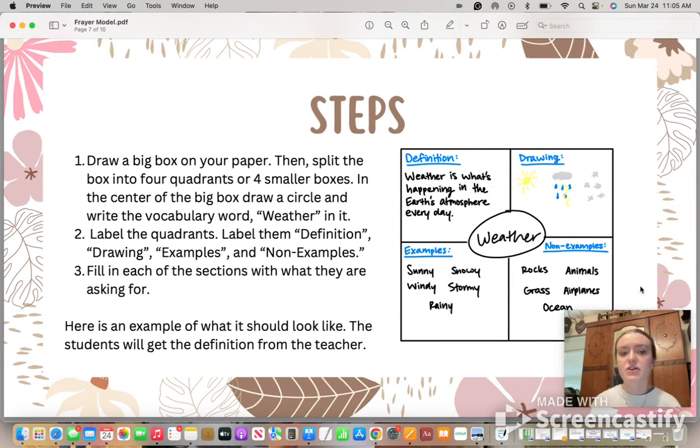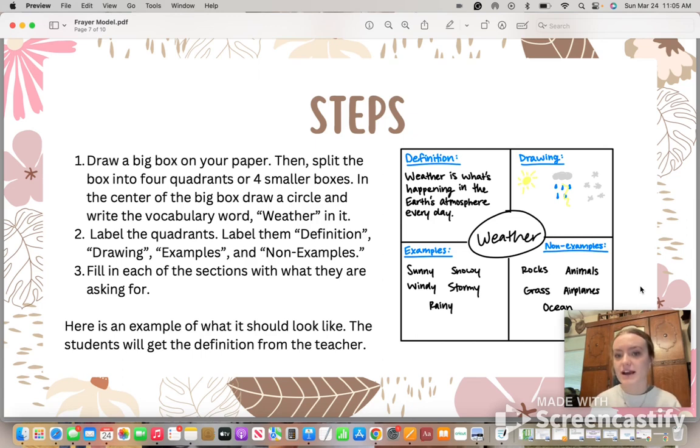So the steps are, first you draw a whole box, and then you split that up into 4 smaller boxes. And in the center you write the vocabulary word, which in this case is weather. Then you'll label the quadrants. So I labeled them definition, drawing, examples, and non-examples, which are in blue. And then you fill in each of the sections with what they're asking for.